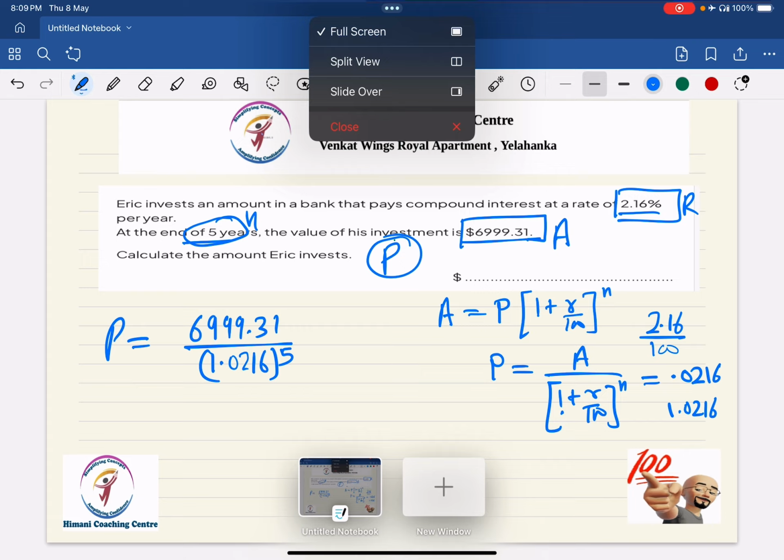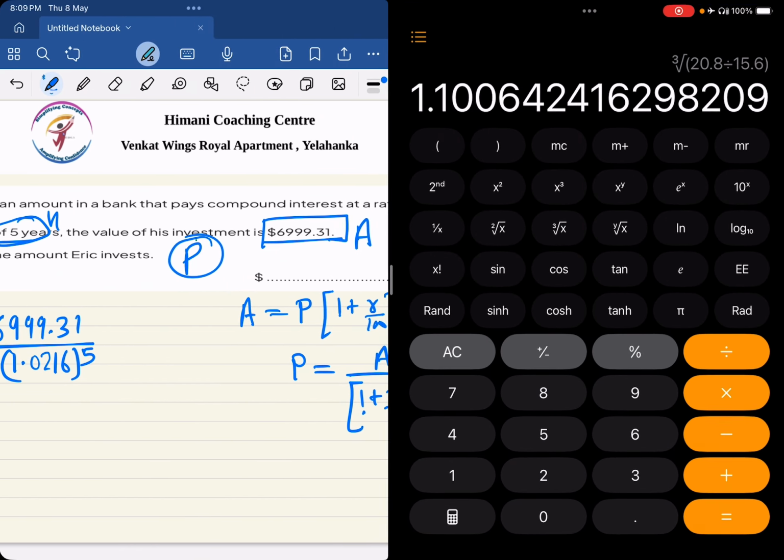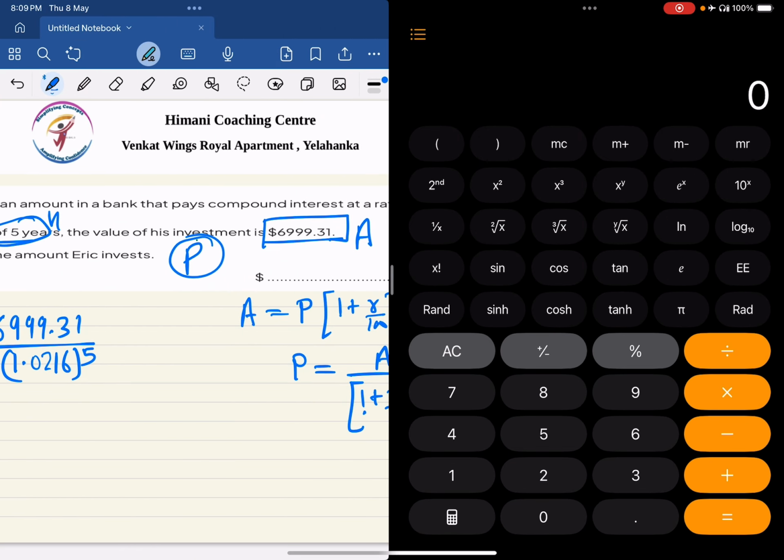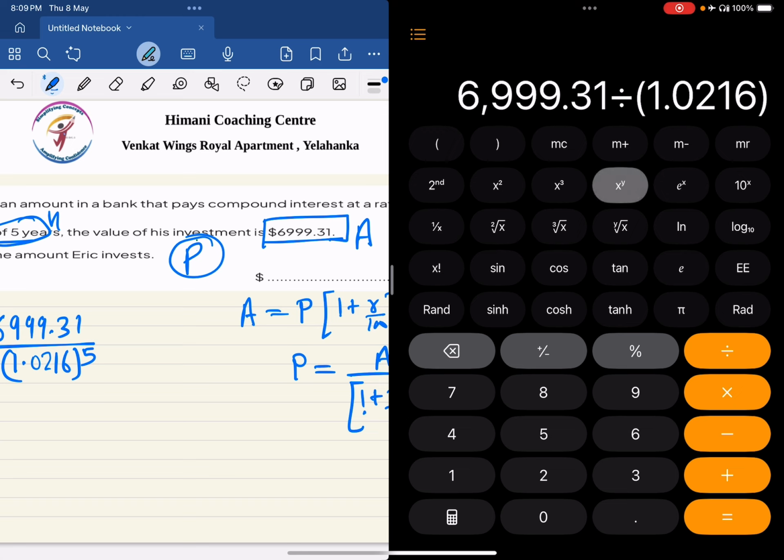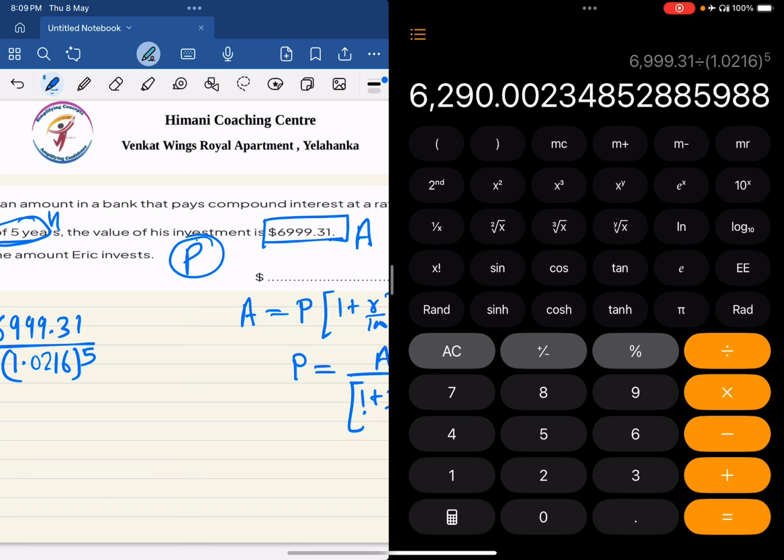Eric invested initially. So now let us again go and use our calculator. What are we going to do? We are going to do 6999.31 divided by (1.0216) to the power 5, and that is our answer. The amount Eric invested, the principal, should be 6290, rounded off. So that's how we solve this kind of question.